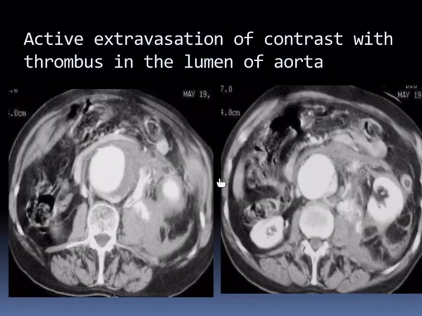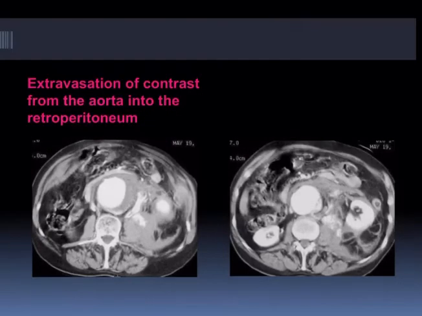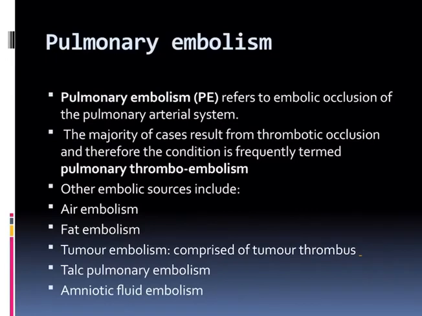Now this is the active extravasation of contrast, and if you see this grayish area, this is the luminal thrombus, a clot in the lumen of the aorta. Extravasation of contrast from the aorta into the retroperitoneum. Again, these are the images showing you aortic aneurysm and extravasation because of the leakage.